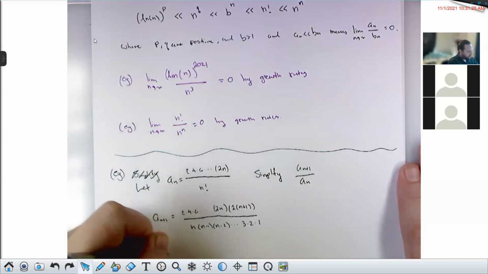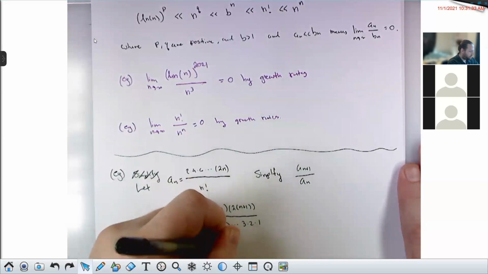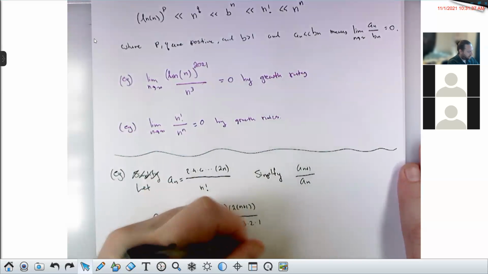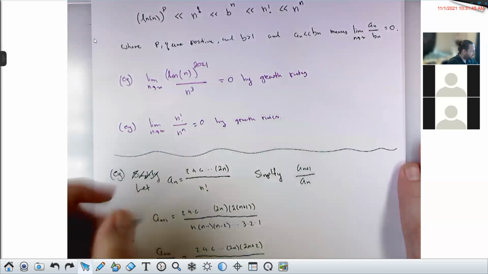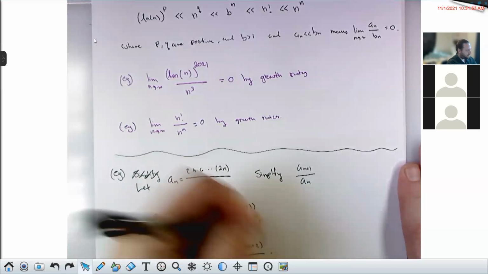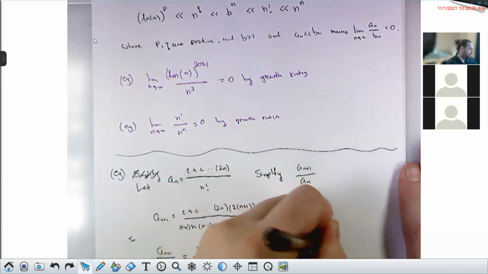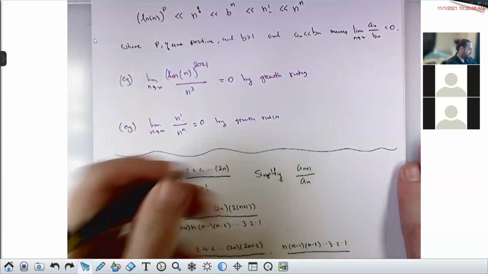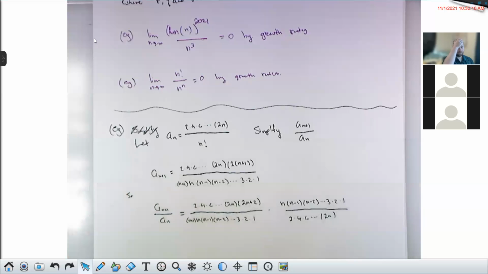So a_{n+1} divided by a_n would be 2 times 4 times 6 out to 2n times 2n plus 2, divided by (n plus 1) factorial. Oh, sorry, this is n plus 1 factorial. So sorry. Down to 3 times 2 times 1. And then if I divide by a_n, that is n factorial, n times n minus 1 times n minus 2 down to 3 times 2 times 1, divided by the original numerator, which is 2 times 4 times 6 out to 2n. So there's a boatload of cancellation that could be done here.